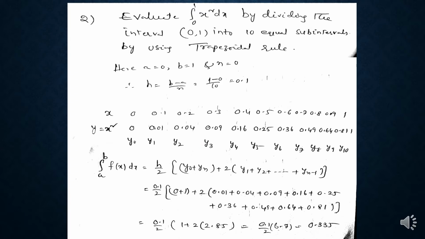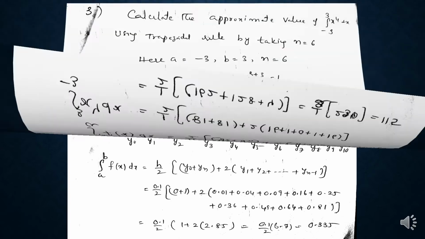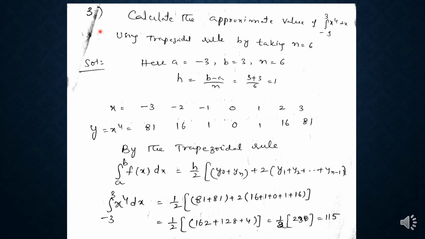Next problem. Calculate the approximate value of integral minus 3 to 3 x to the power of 4 dx using trapezoidal rule by taking n is equal to 6. So here the given limits are minus 3 and plus 3, a is equal to minus 3 and b is equal to 3, n is equal to 6. h is equal to b minus a by n, that is 3 minus of minus 3 by 6, that is equal to 3 plus 3 by 6, that is equal to 1.